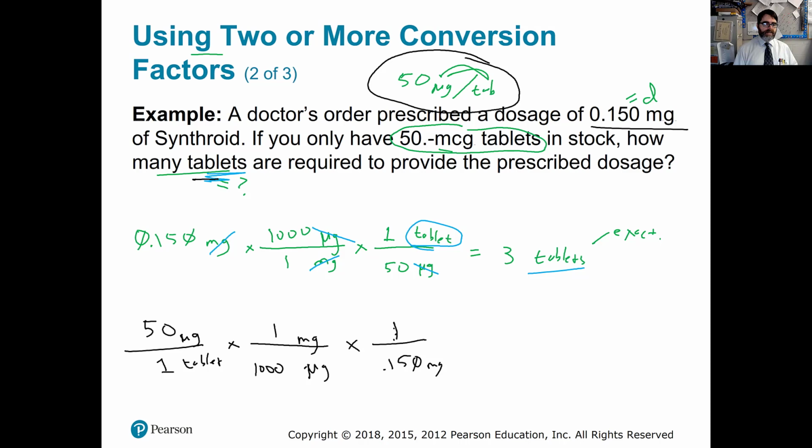And then let's see here. If I cancel out my units, micrograms cancels with micrograms, milligrams cancel with milligrams, I'm left with tablets. But when I go to do this calculation, I'm going to end up with the 0.3 repeating per tablet. Well, my units are in the wrong place. That's not what I want.